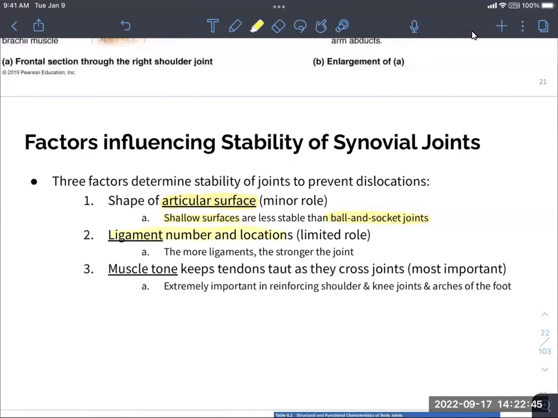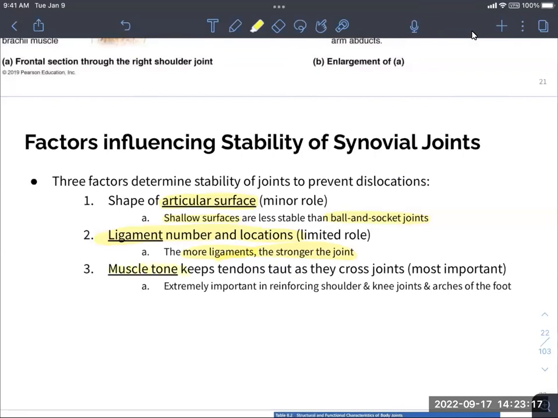Ligament number and locations. We have a lot of ligaments that cover joints and help to hold the joints together, especially in our shoulder. So the more ligaments we have, the more stable the joint. That's important. It helps us move our shoulder around without letting the head of the humerus come out of the joint.